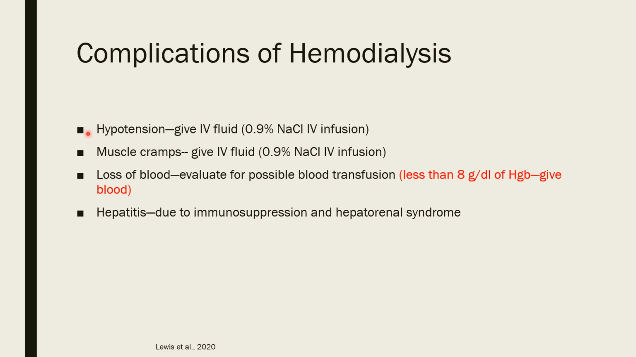Complications of hemodialysis: since the blood flow rate is really, really high, it can go up to 800, they can develop hypotension. In here, you give IV fluids. If they are complaining of muscle cramps, again, you give IV fluids. If they lose a lot of blood, then they need a blood transfusion. They can also develop hepatitis due to their low immune system, and hepatorenal syndrome. So remember this slide because this is commonly asked in NCLEX.